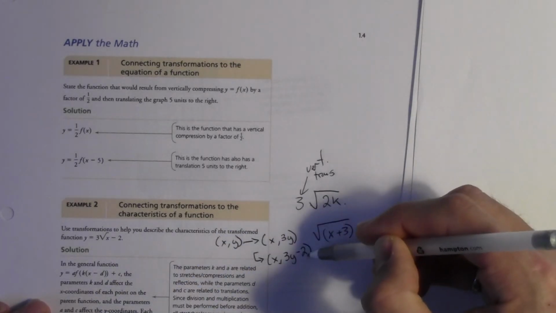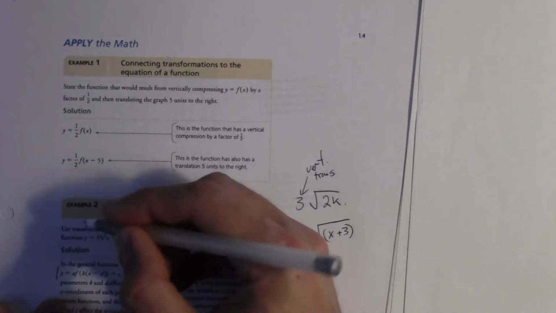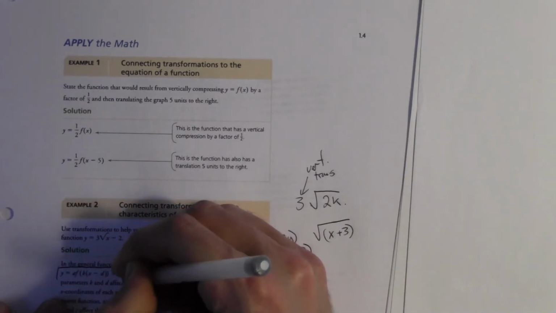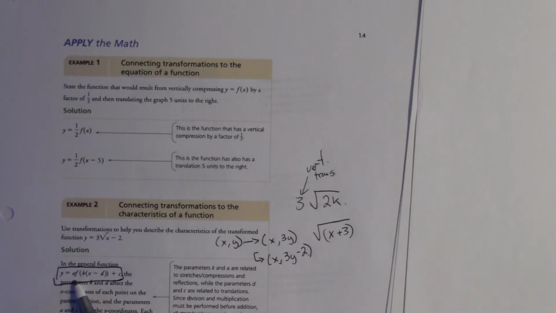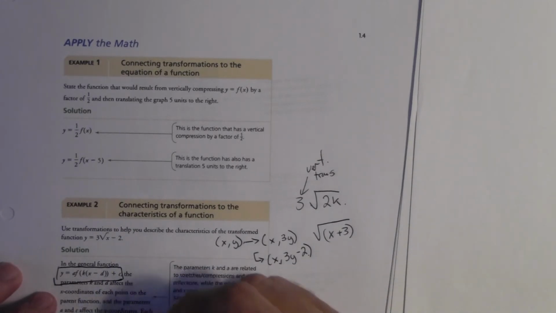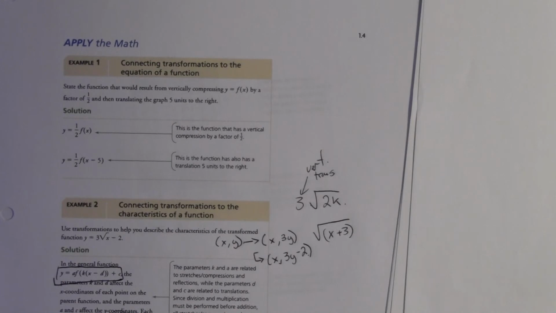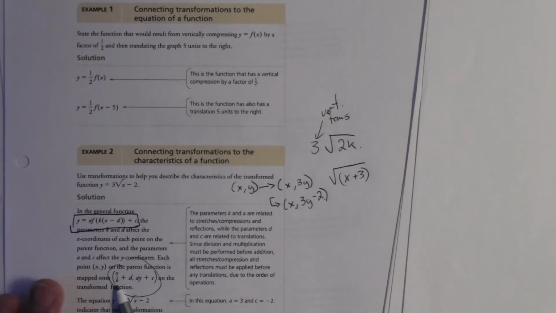Okay, so another way of writing this, if you think of the general function like this, everybody should be familiar with all these variables now. A, k, d, and c. D is in reference to the horizontal translation, c is in reference to the vertical translation, a is the vertical stretch or compression, and k is the horizontal stretch or compression. If you think of it like that, you can think of a transformed function like this: x over k plus d, ay plus c.